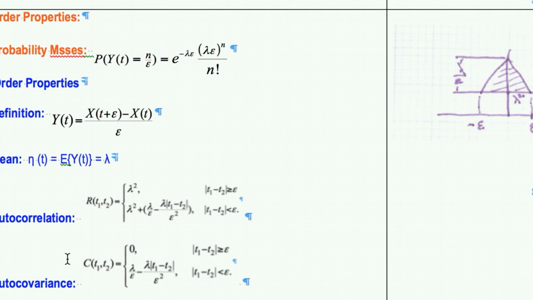The autocovariance C of T1, T2 is equal to 0 when the absolute value of T1 minus T2 is greater than epsilon, or it is equal to lambda over epsilon minus lambda, the quantity absolute value of T1 minus T2, over epsilon squared, when the absolute value of T1 minus T2 is less than epsilon.